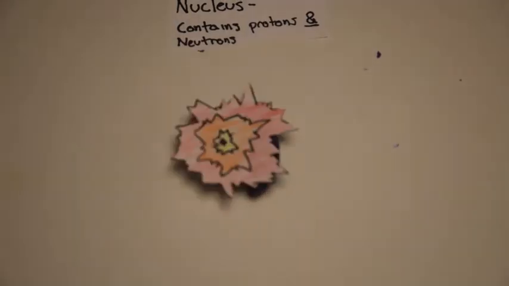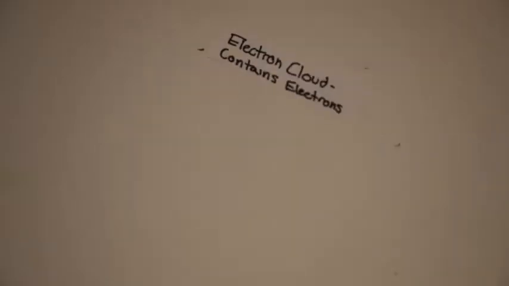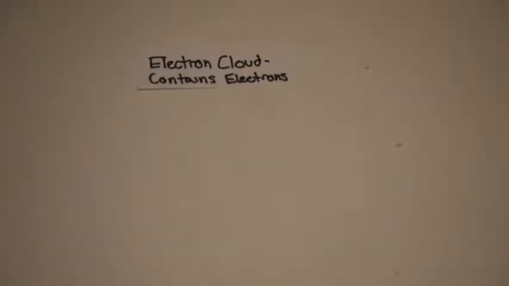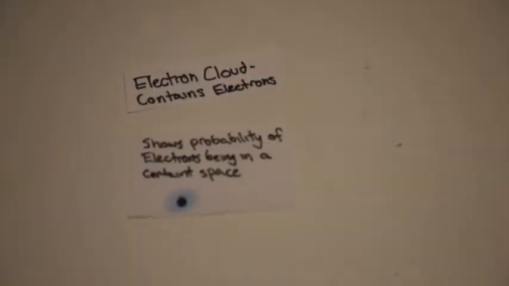Now I'll move on to the larger part of the atom. The nucleus contains the protons and neutrons. This is a Lewis model, and it shows a connection between two atoms. The electron cloud contains the electrons. It will also show you the probability of an electron being in a certain place in space.